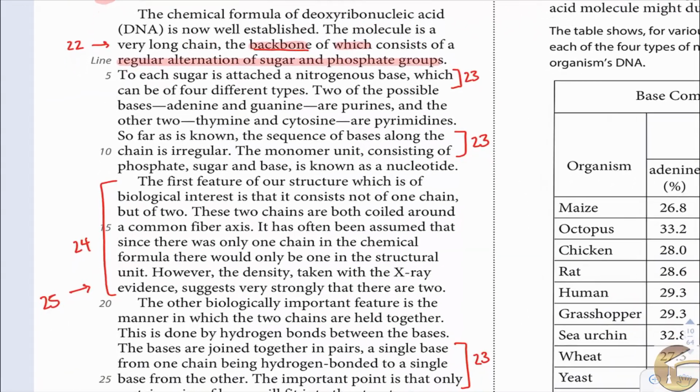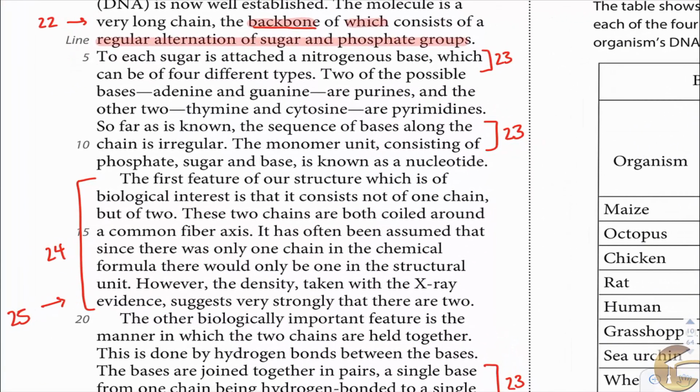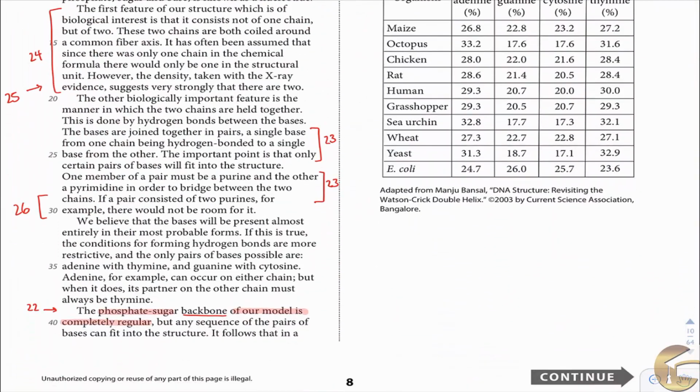So I'm going to get rid of A and I'm going to move on to B. So far as is known, the sequence of bases along the chain is irregular, which means it's not regular. And again, I don't see him talking about necessarily nitrogenous bases, or that word isn't used, but it doesn't matter, because we have the word irregular, which we want to contradict the statement, not support it. So we're not going to pick that one.